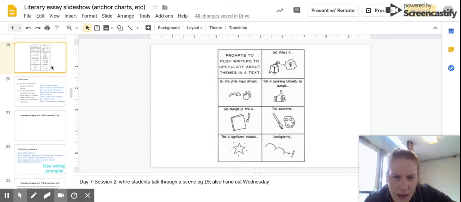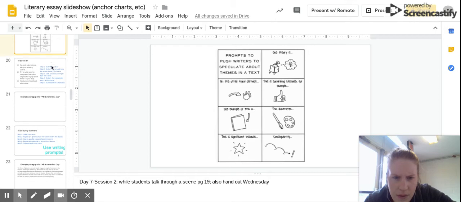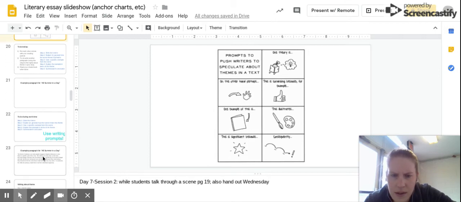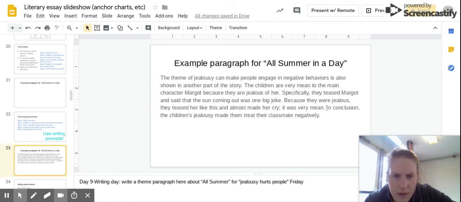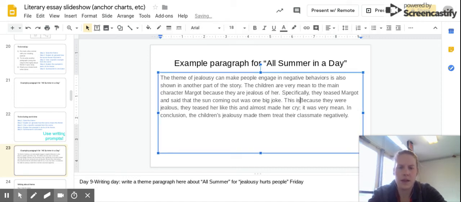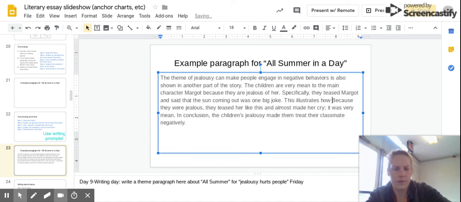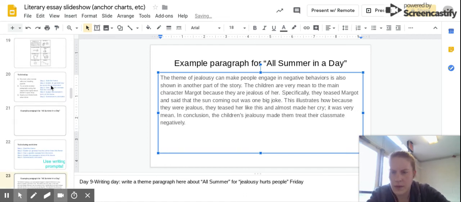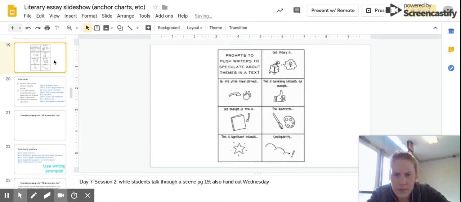Now, I'm going to check that I used some of these here. This is convincing because, or for example, this illustrates. Ooh, I'm going to use a "this illustrates" right here. I'm going to say this illustrates how. There we go.